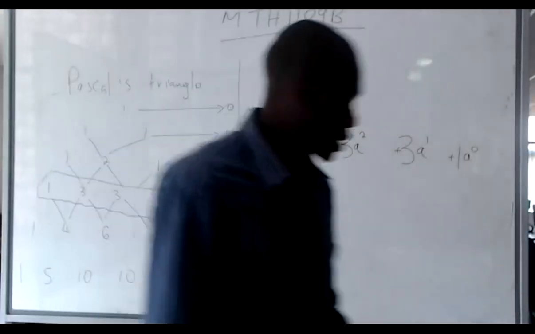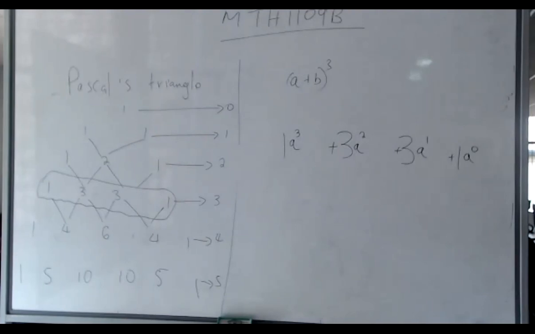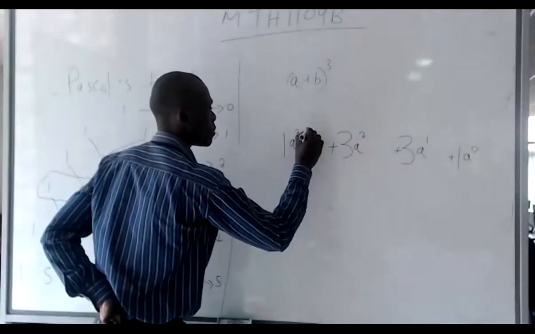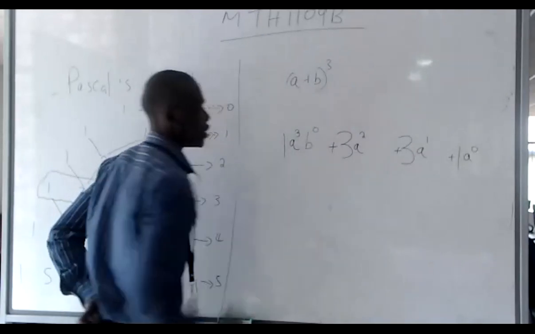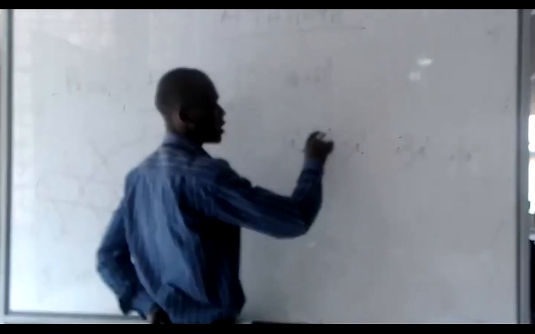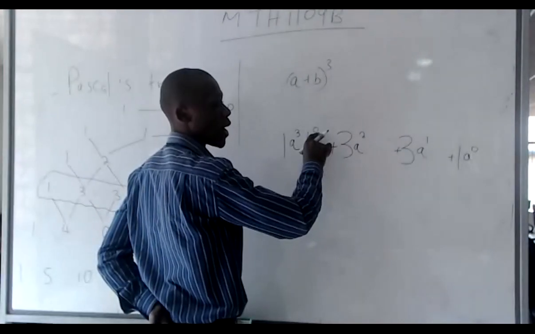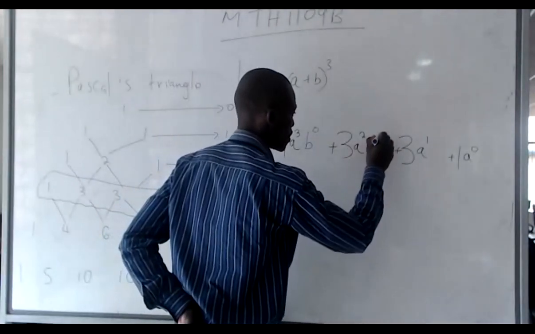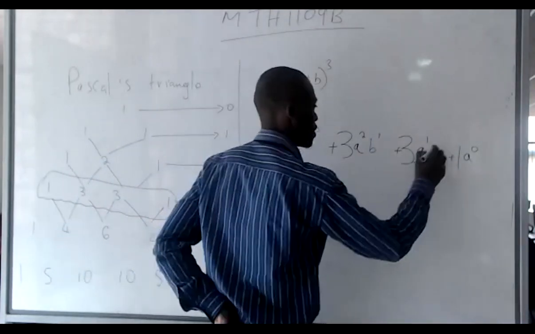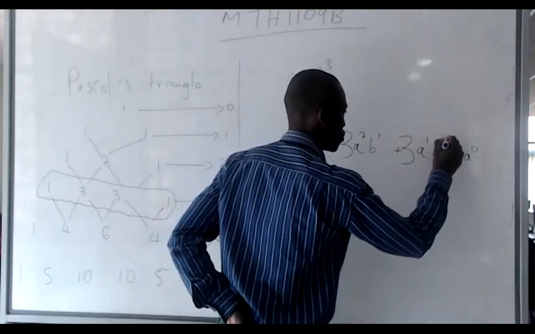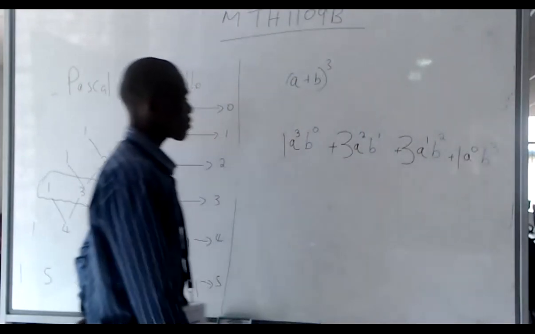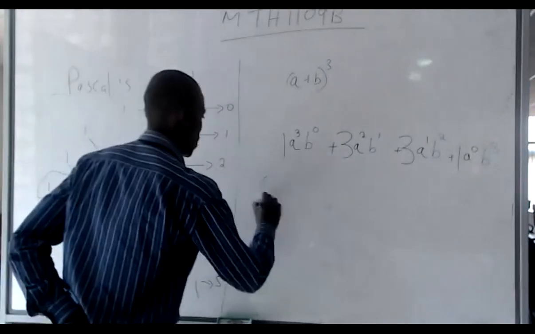Then the second term, which in this case is b, starts off with the lowest power, which is 0. Then in the second term, increase this 0 by 1, so we have b raised to 1. Keep increasing this, from 1 to 2, and then lastly from 2 to 3. So this will be your expansion.